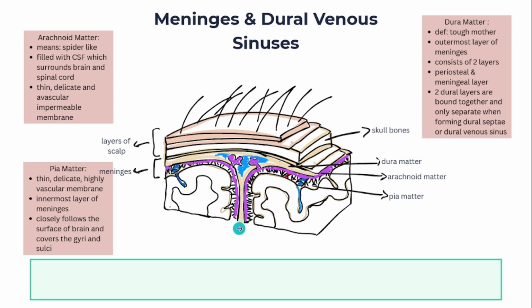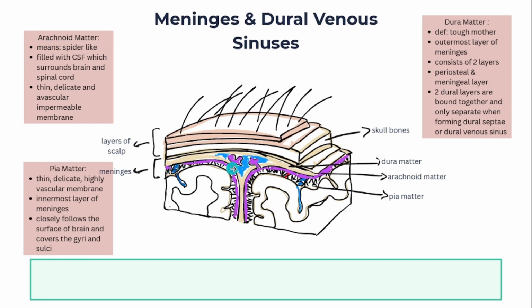and this thing over here is the dural septa. This dura mater, as I told before, means tough mother, and it is the outermost layer of the meninges. It consists of two layers, periosteal and meningeal. Initially these two layers are bound together, but as soon as they form the dural venous sinus, they split into the upper periosteal and inner meningeal layer, and also form the dural septa along with the dural venous sinus.